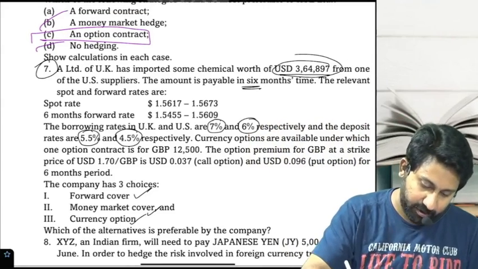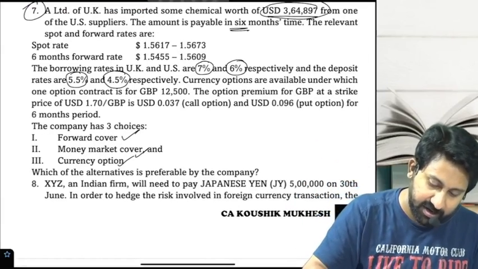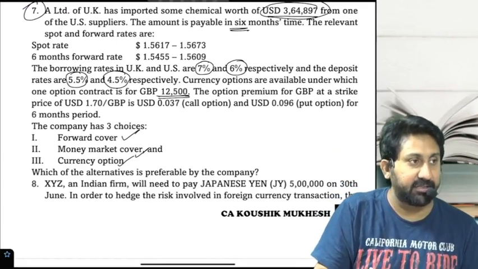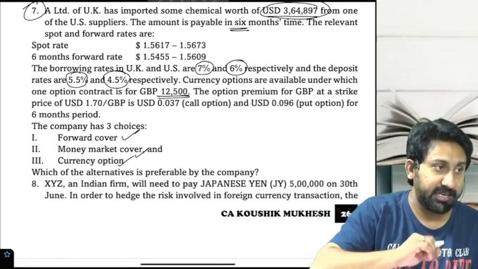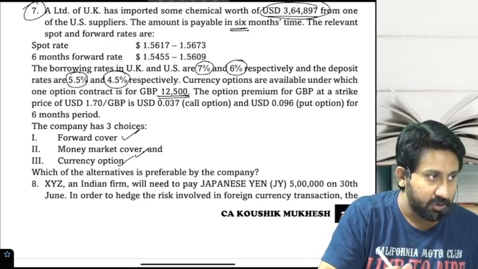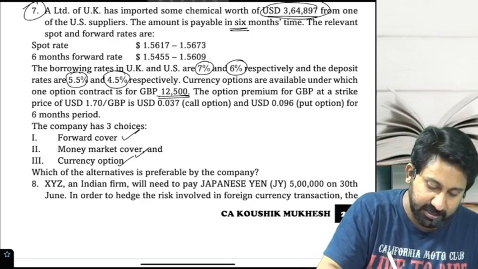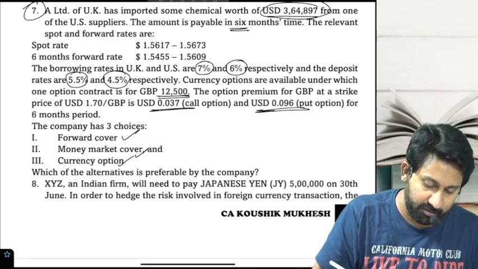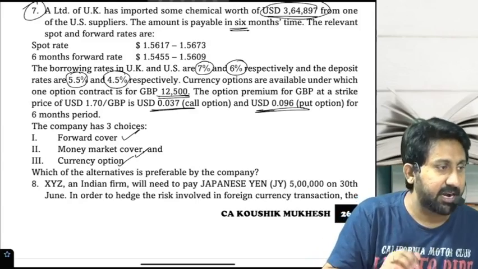That's the point. Currency options are available under which one option contract is 12,500. This is the standardized lot size. Option premium for GBP at a strike price of US dollar 1.7 per GBP is 0.037 for a call, 0.096 for a put for a 6 months period. First let us do the forward.